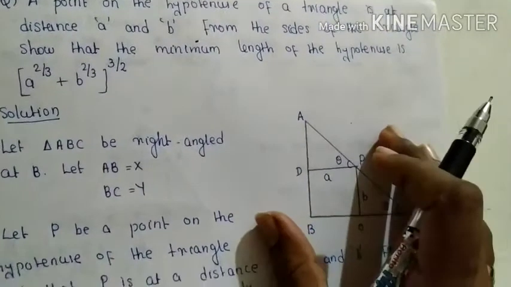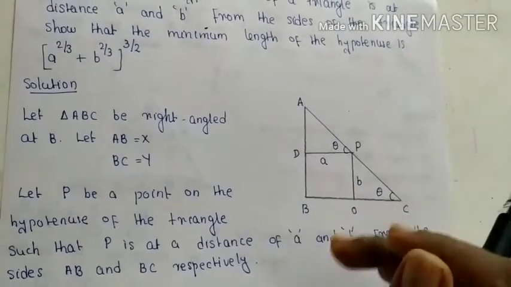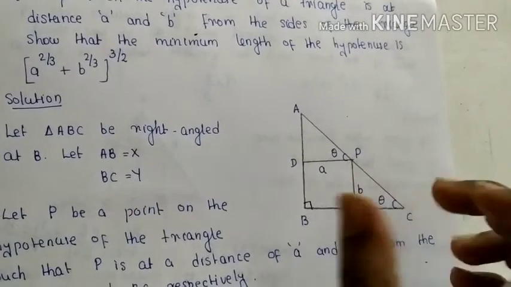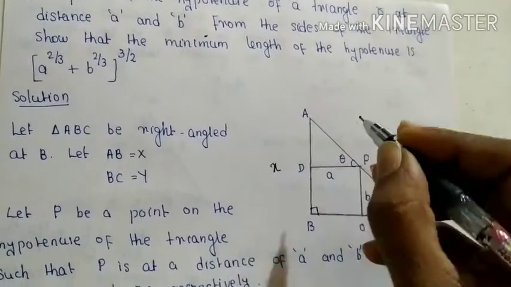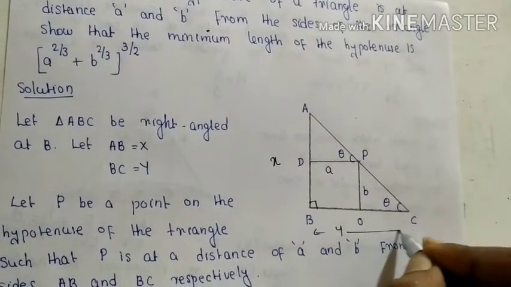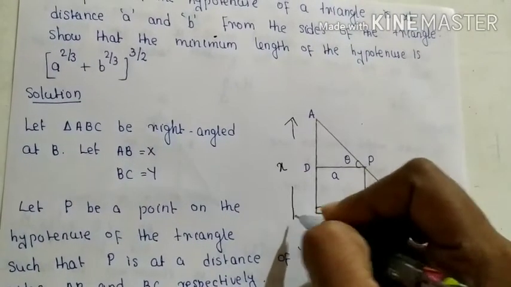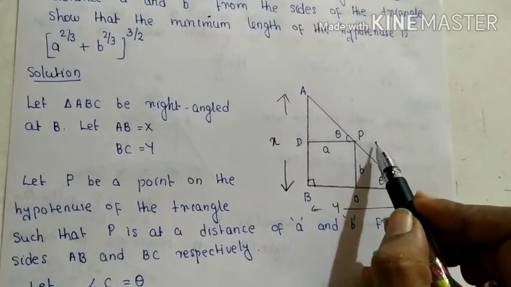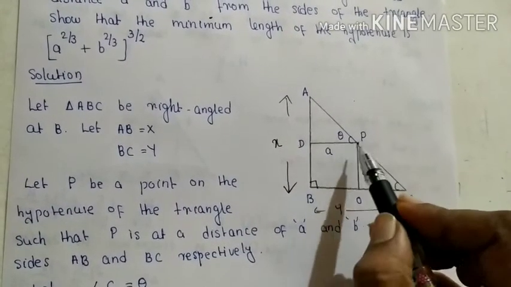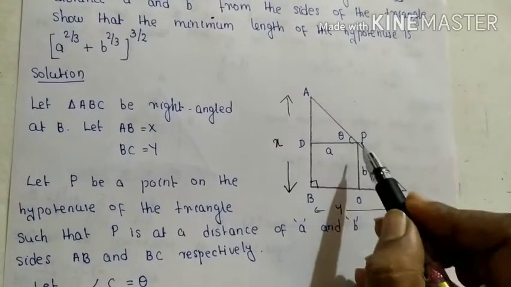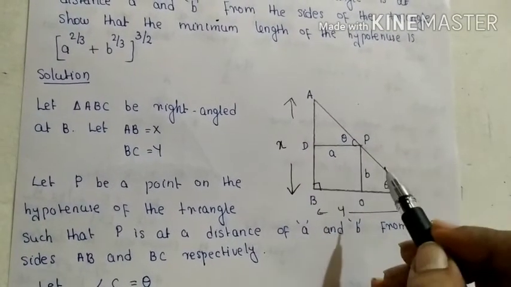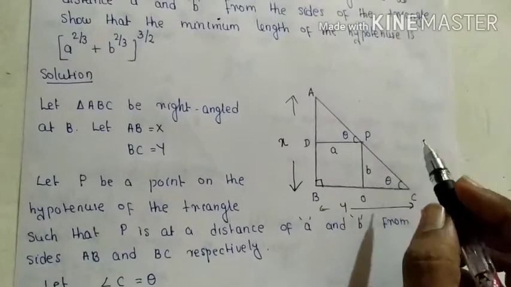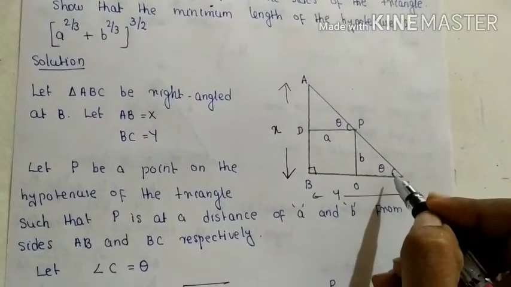So let us look at this figure. Here, let triangle ABC be a right angle triangle at B. Let AB equal X and let BC equal Y. So the lengths of AB and BC are X and Y, and P is a point on the hypotenuse of the triangle such that P is at a distance of A and B from the sides AB and BC respectively. And let the angle C be equal to theta.